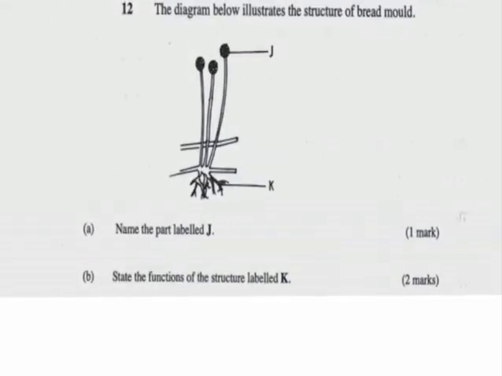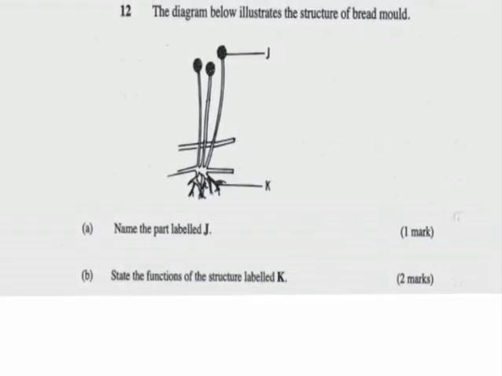The next one is also coming from the same topic, nutrition, which is the saprophytic nutrition. The question is saying the diagram below illustrates the structure of bread mold. We have question A, which is saying, name the part labeled J. This part labeled J is called the spore case, or the sporangium.